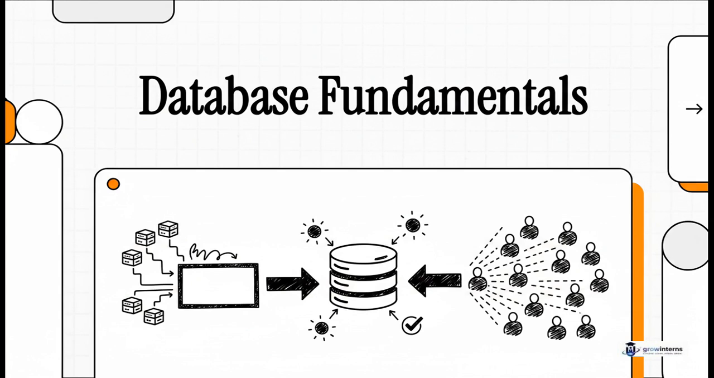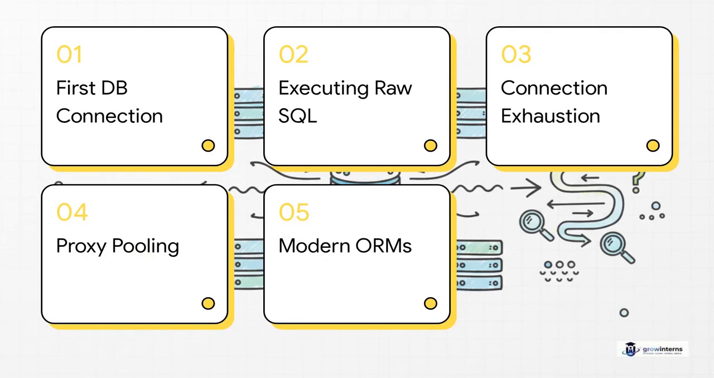We're going to cover exactly how to wire it all up, how to query it, and, maybe most importantly, how to keep your app from completely crashing when thousands of users hit it at the exact same time. Let's take a quick look at the agenda for today. First, we'll set up your first database connection. Then, we'll dive into executing raw SQL queries, followed by a look at the dreaded connection exhaustion trap. After that, we'll explore proxy pooling with PgBouncer, and finally, we'll wrap up by transitioning to modern ORMs.